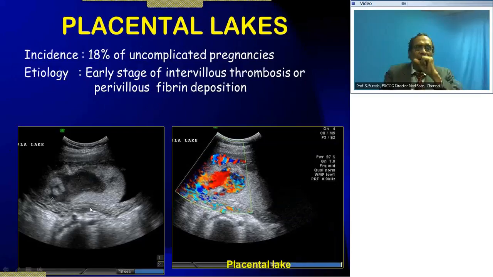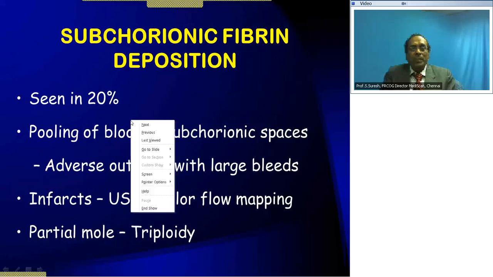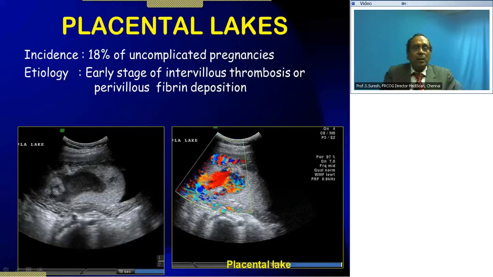Here, if it's an active lake, for example, in B mode, you will actually see blood swirling. If you switch on color, you can see color filling up there. So these lakes can actually look very large. They can be single or multiple, and the lakes are supposed to be quite harmless. Even if the lakes are looking large, generally there's not much of an adverse outcome as far as that. So we don't need to worry about it.